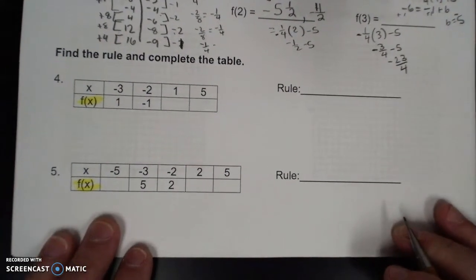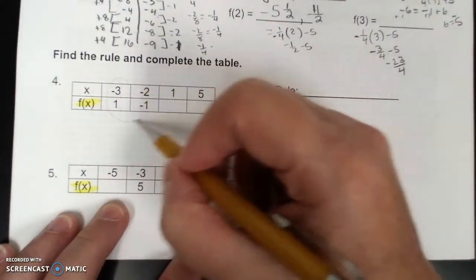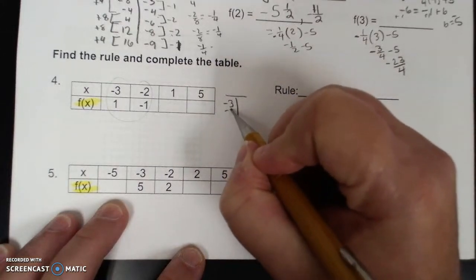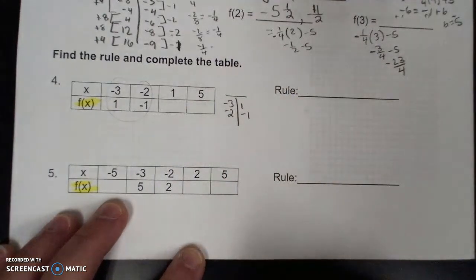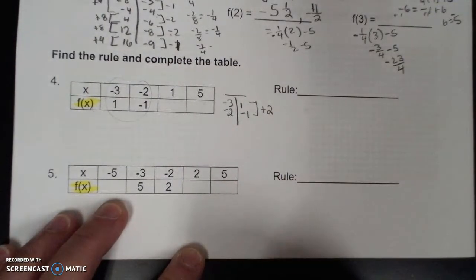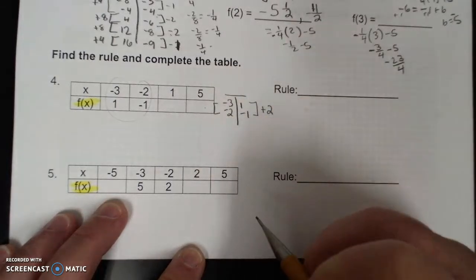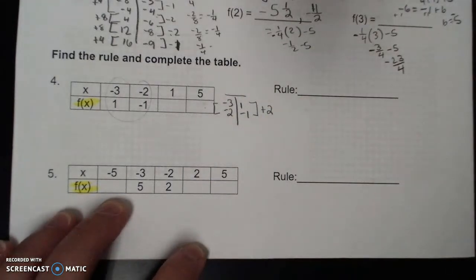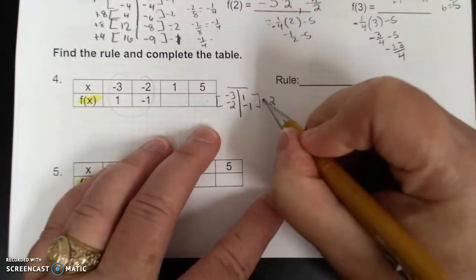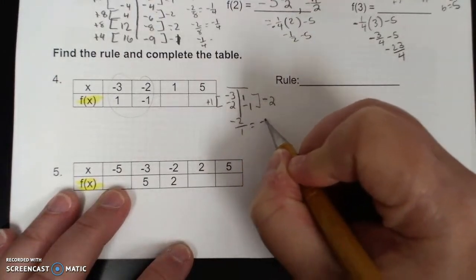Your next rule is you're finding the rule. All I need is 2 points. I'm going to go here, say negative 3, negative 2, 1, negative 1. The change of y is add 2. That is not add 2. Crazy person. That is not add 2. That is subtract 2. That is subtract 2. This is add 1. Negative 2 over 1 equals negative 2.